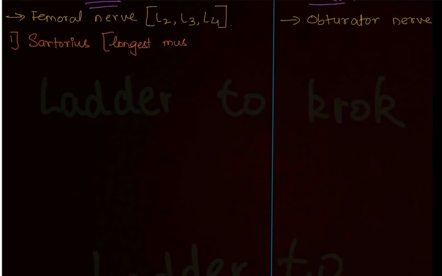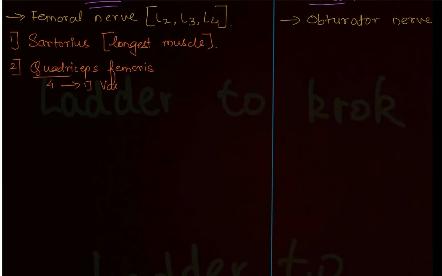It is the longest muscle. It accompanies the femur bone, which is the longest bone. The second is quadriceps femoris. Now this quadriceps femoris, that is quadri, right? Quadri means four. That means four muscles will come under it. So I'm listing down those four muscles.